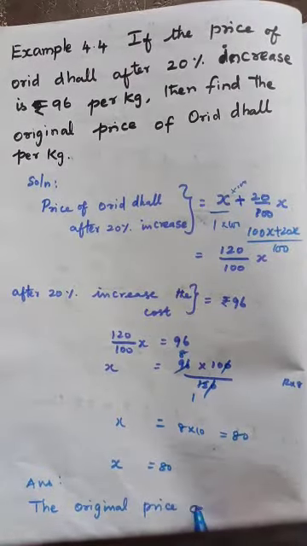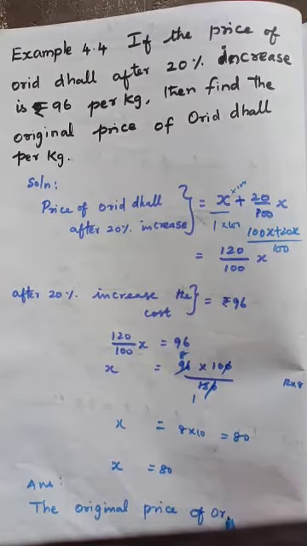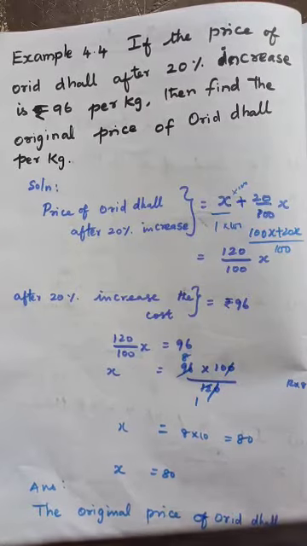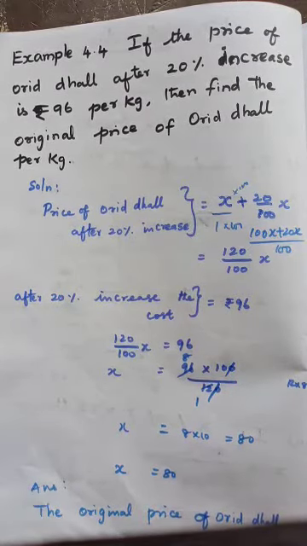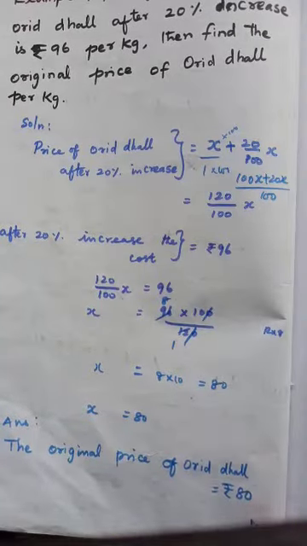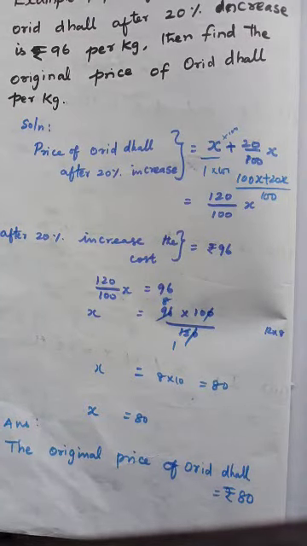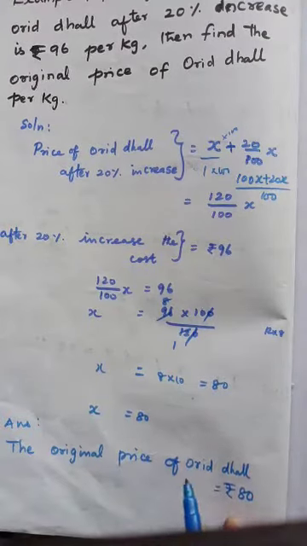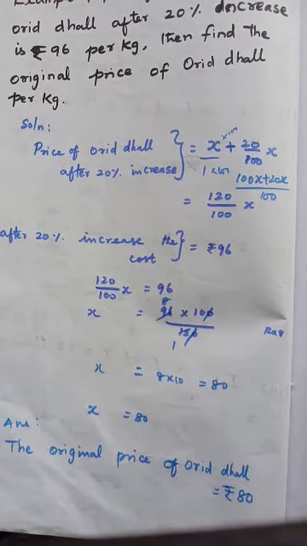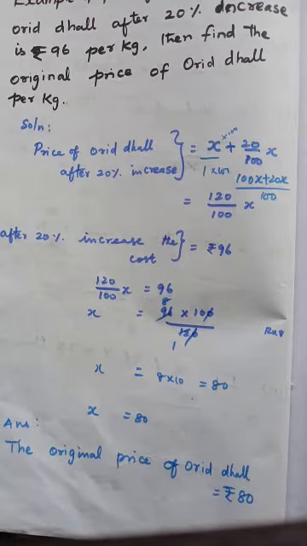The original price of Urad dal is rupees 80 per kg. Original price of Urad dal per kg is equal to rupees 80.